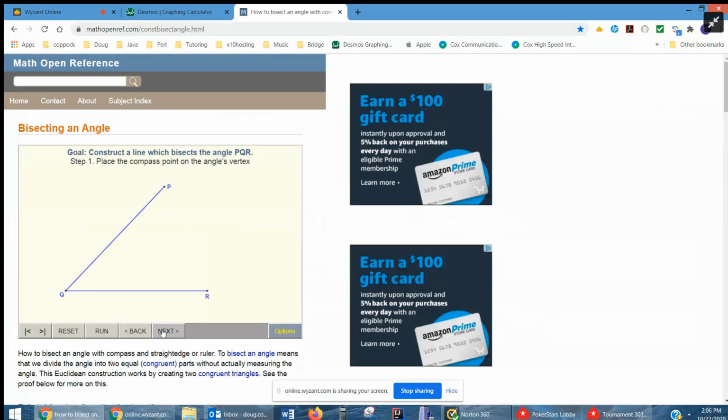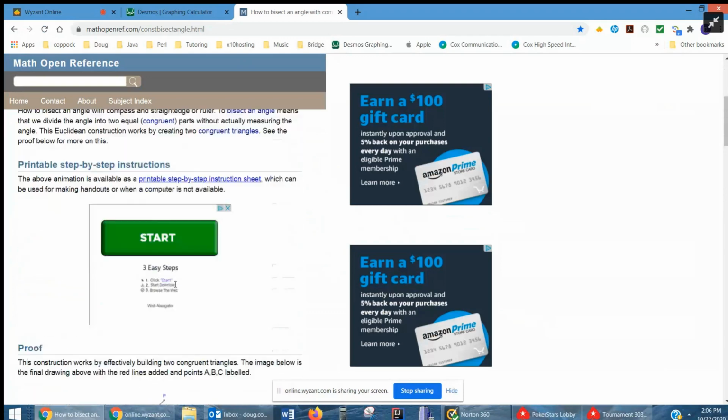Angle Q, how about that? Take your compass, open it to some length, draw those arcs right there. Find the point of intersection, leaving the same opening for the compass. And then draw the ray from Q through this point of intersection. Here we go. That is the angle bisector.